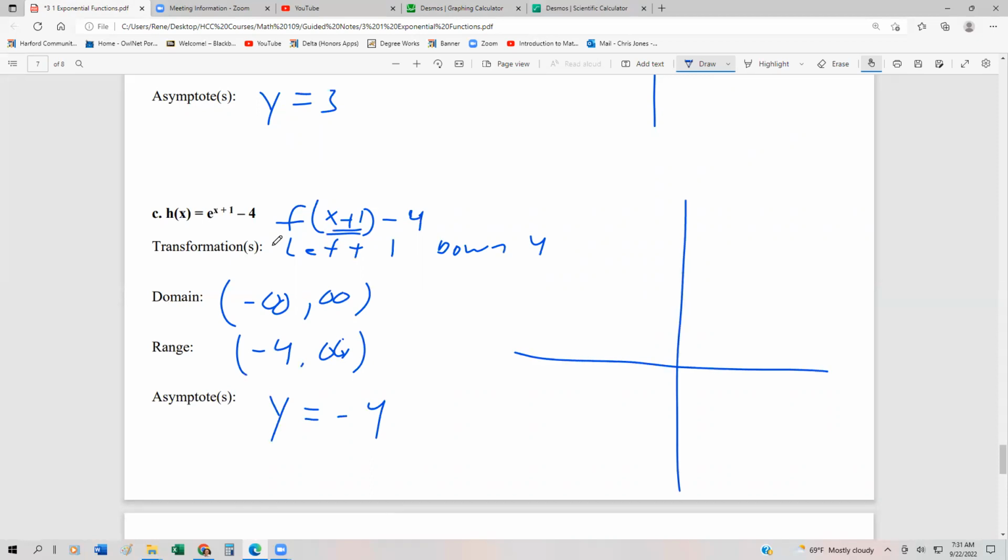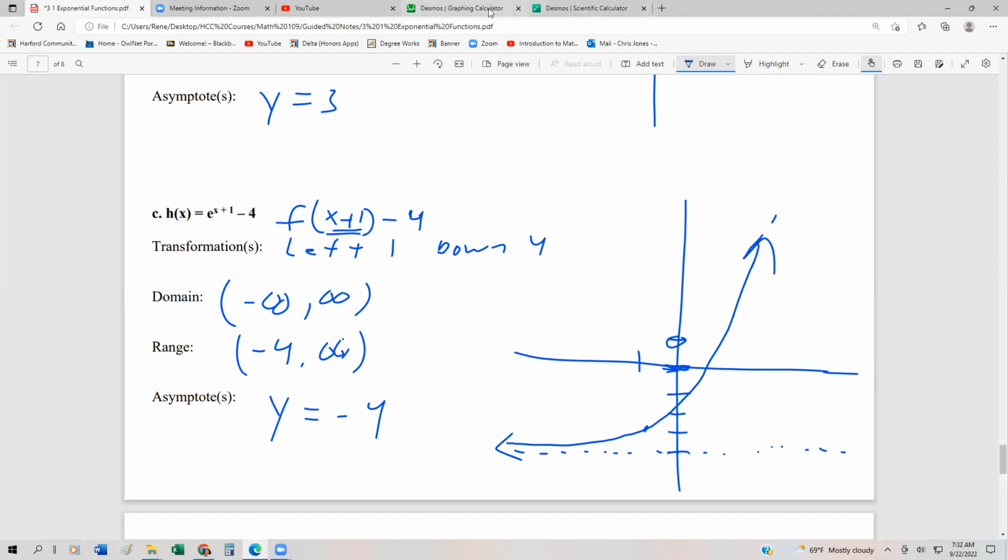So we usually have this one stationary point, which is 0, 1. We're going to move down 4, so we move down 1, 2, 3, 4. And then we're going to move left 1. So this is where our stationary point is, and here's going to be our asymptote. If I was just to draw a rough sketch of what this looks like, probably something like this. That's all we're trying to do, just get a visual in our minds as to what this function looks like.